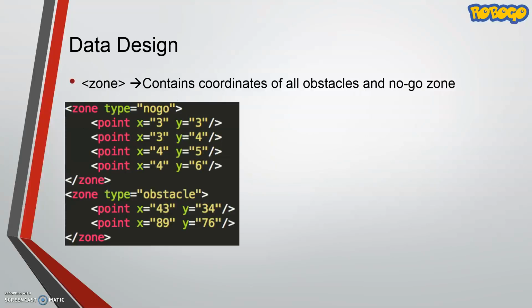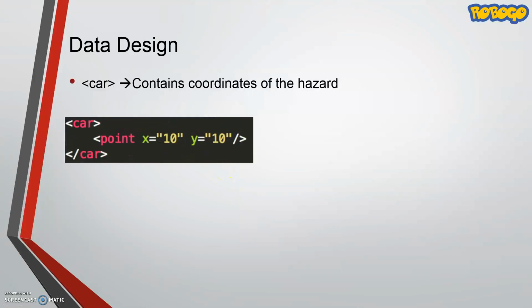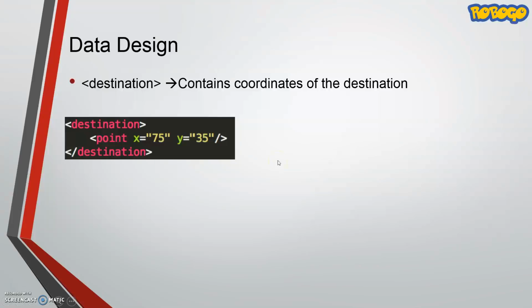Okay, next we'll have the zone. We have various zones. We have the no-go zone, we have the obstacle zone. So this zone type will determine what the zone is about, and of course the following coordinates will determine where exactly the no-go zone is on the map. Also we have the car, which is the hazard, and there's only one location for the car, so we have only 1 point over here. Then we have the destination, which is where the robot will be picking up the hazard and putting it to which destination. So that is what this destination means.